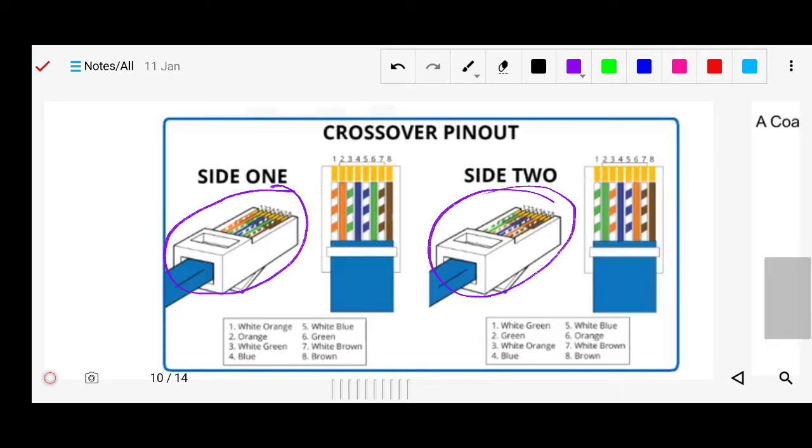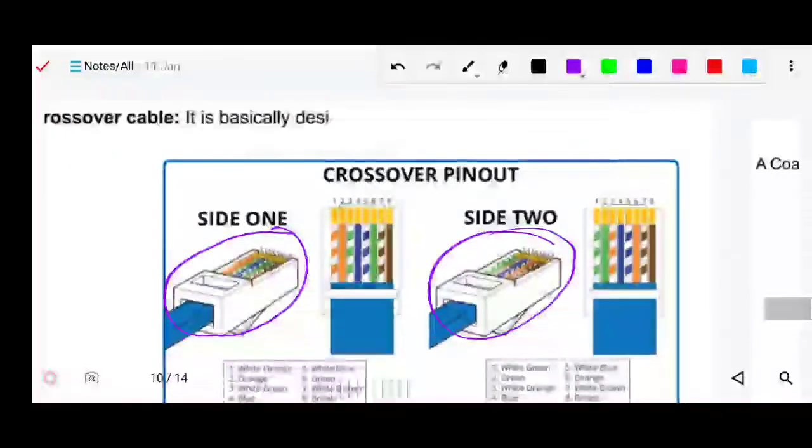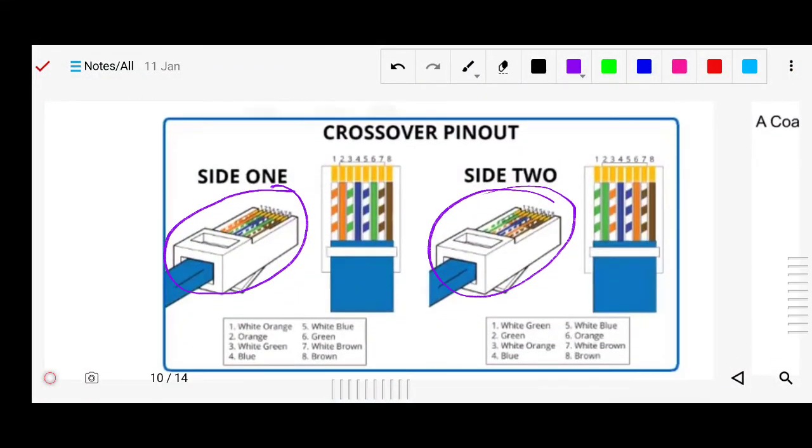So the straight through cable, you have seen it, both sides are the same. And here, you can see, this is the crossover pin out. In the crossover there are pins, 1 to 8, with different colors, which will be inserted there. But here, if you don't want to use the hub and router, it can work without them.